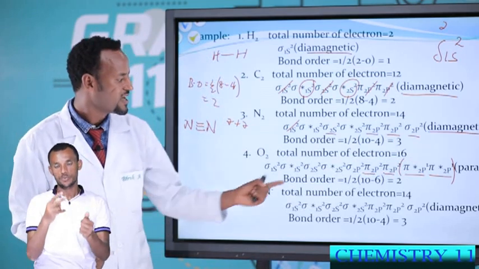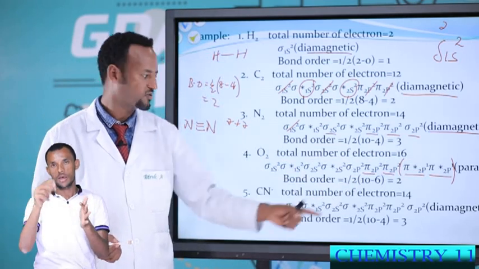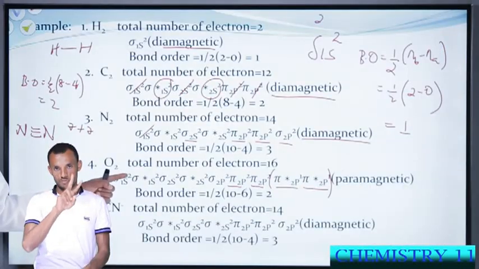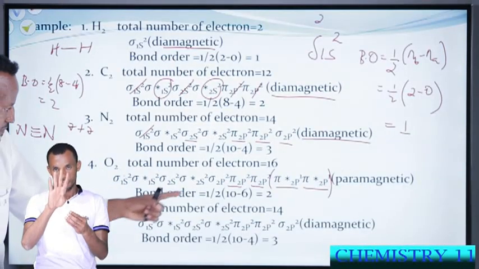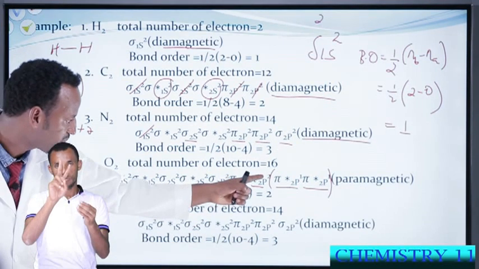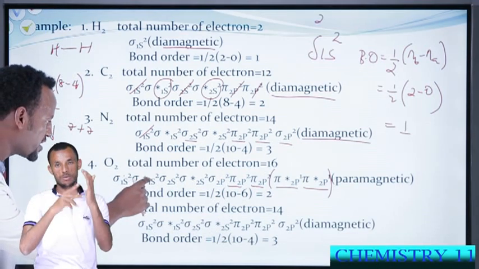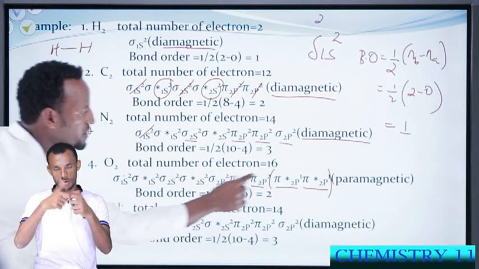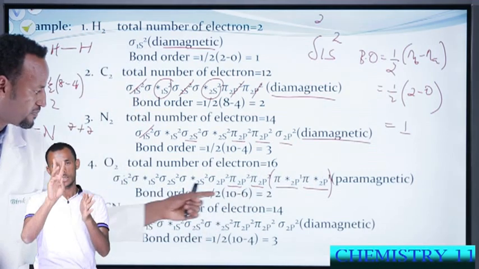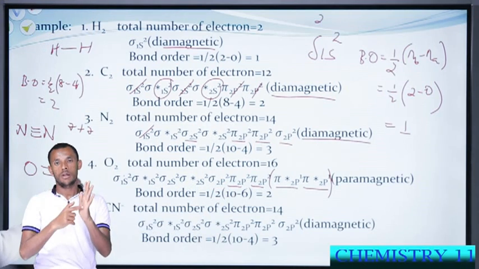Bond order, the formula is half of Nb minus Na. Nb is what? Bonding electrons: 2, 2, 4, 2 plus 2, 4, plus 2, 6, plus 2, 8, plus 2, 10. Minus 6. 6 means 2 electrons here, another 2 electrons here, 1, 1 is 2. Total number of electrons is 6. 10 minus 6, 4. Divided by 2, 2. 2 means oxygen indicates a double bond.